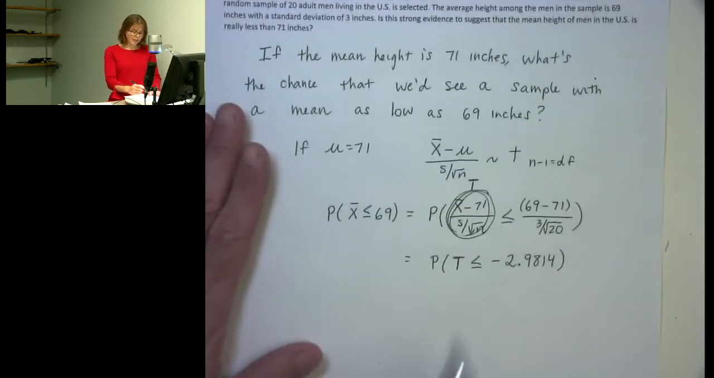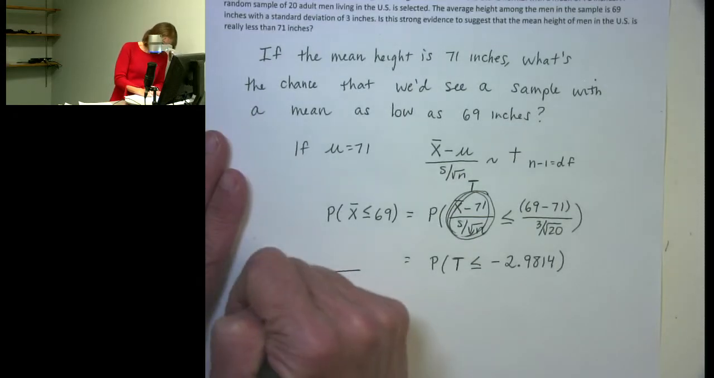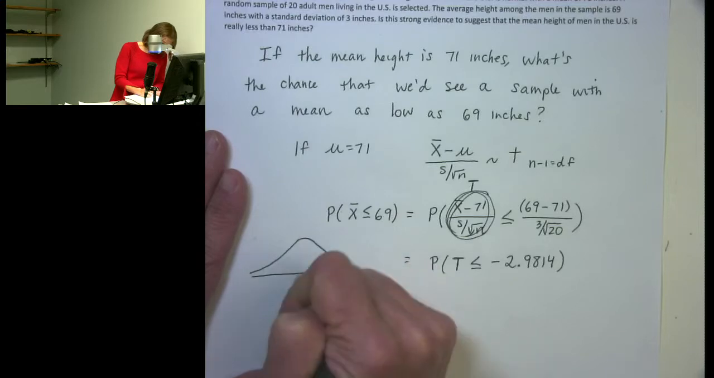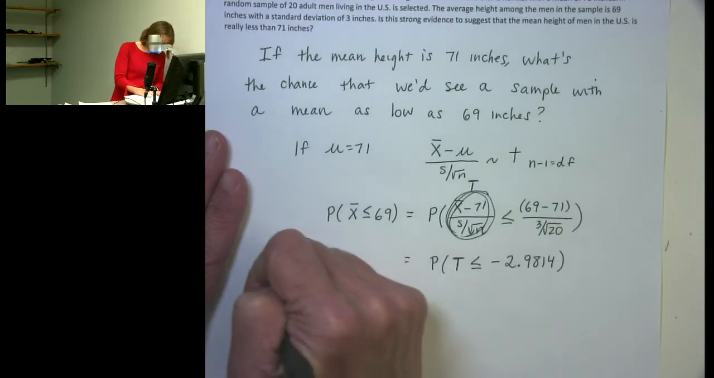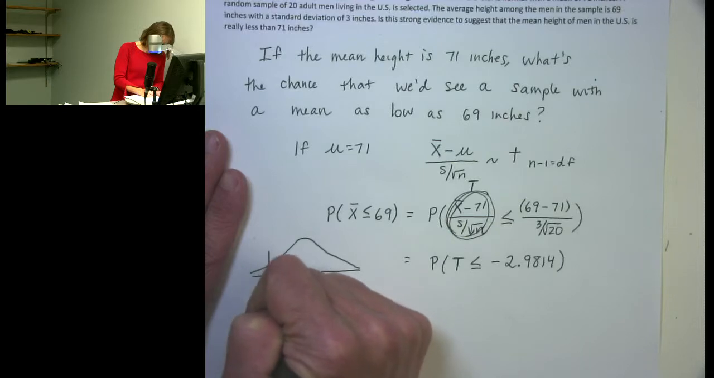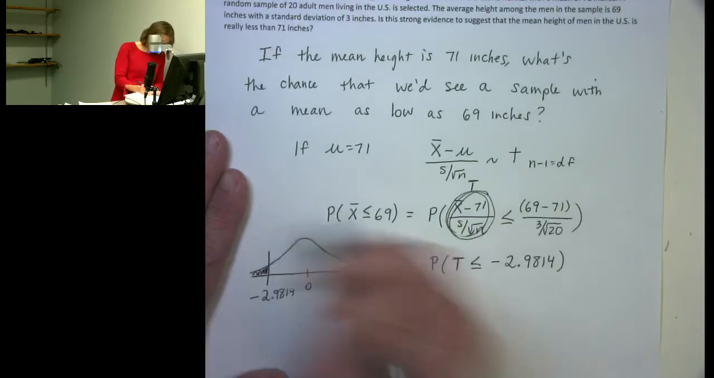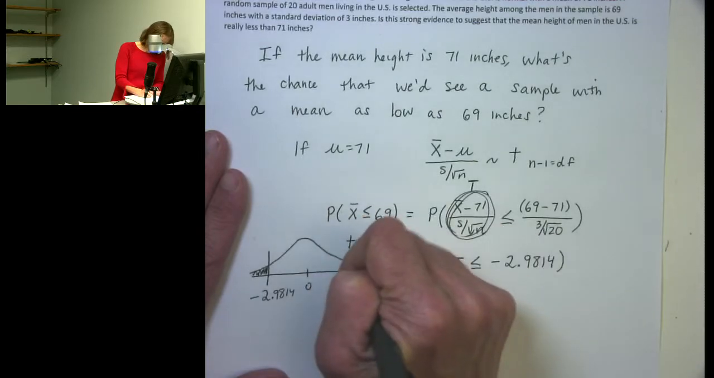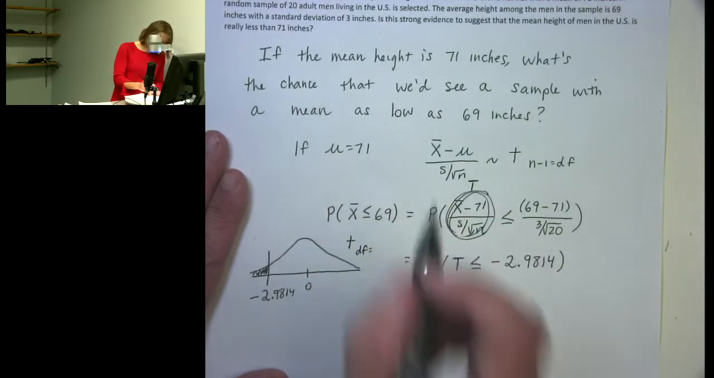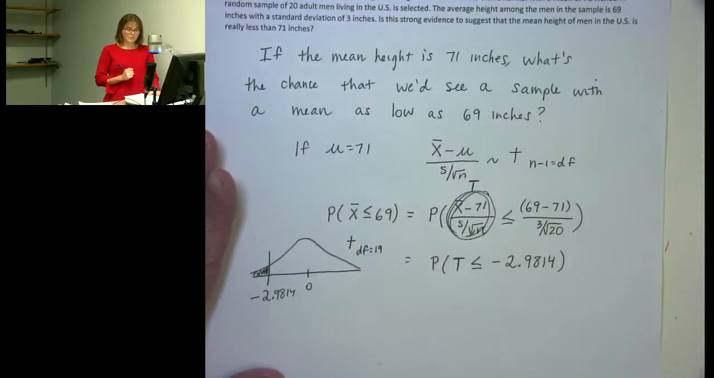And again, I can use either technology or I can use a table to find this area in a t distribution. So I've got a t distribution. T distributions are centered around 0. And I'd be looking to see what's the area down below negative 2.9814 in a t distribution with 20 minus 1 equals 19 degrees of freedom.